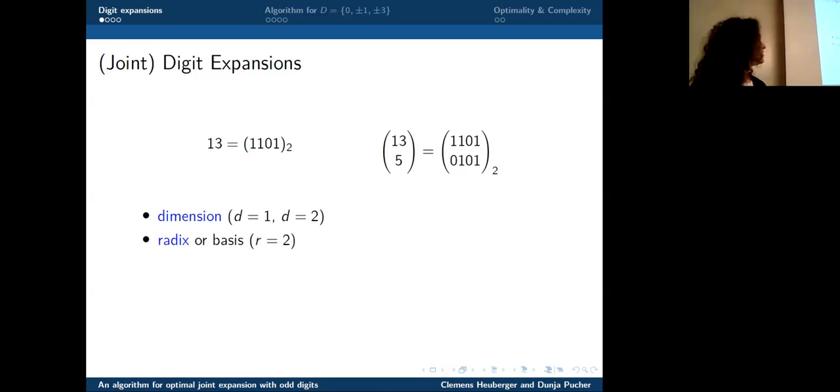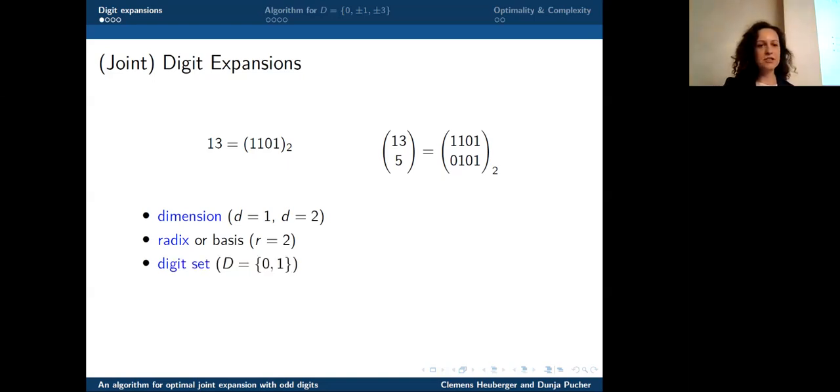Then we have the radix or the basis. In case of binary expansion, this is 2, but of course, the basis can also be some other. Then we have the digit set. So here we have the digits 0 and 1. Then we have the length of the expansion. For a one-dimensional digit expansion, this is just the number of digits. And in case of joint digit expansions, this is the number of columns of the matrix.